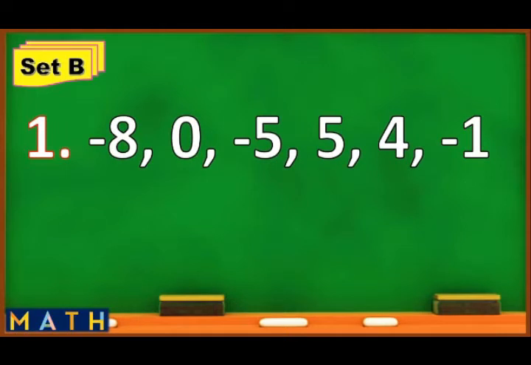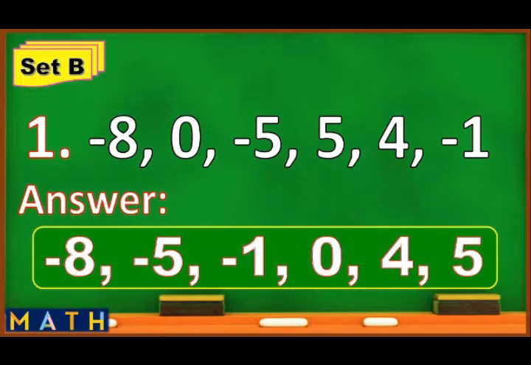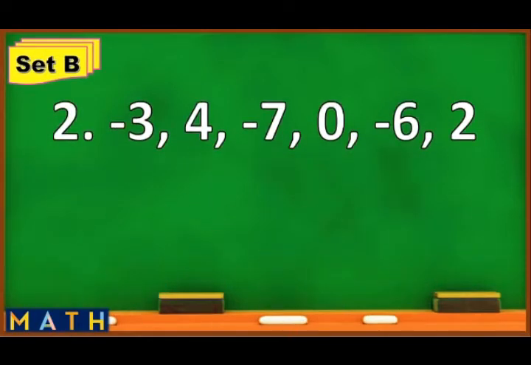For item number 1, the given integers are negative 8, 0, negative 5, positive 5, positive 4, and negative 1. What is the correct answer? The correct order of the integers is negative 8, negative 5, negative 1, 0, positive 4, and positive 5. Correct!